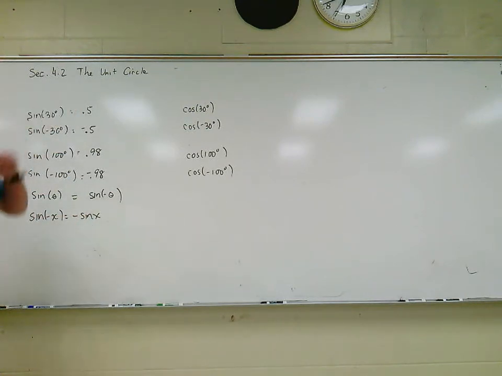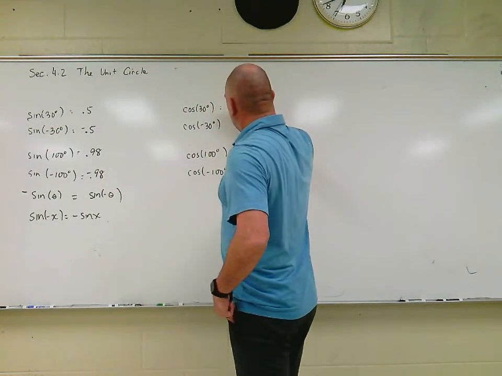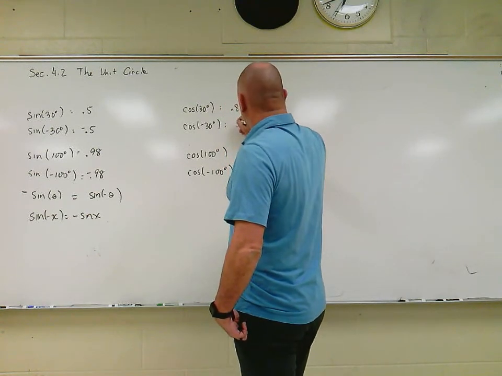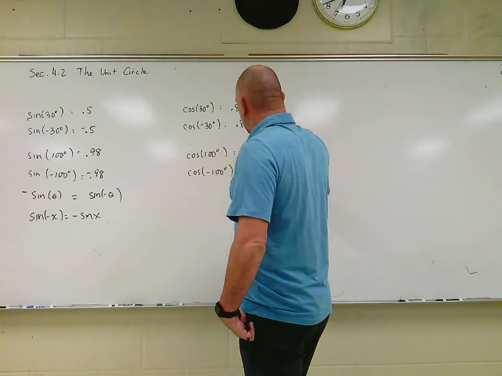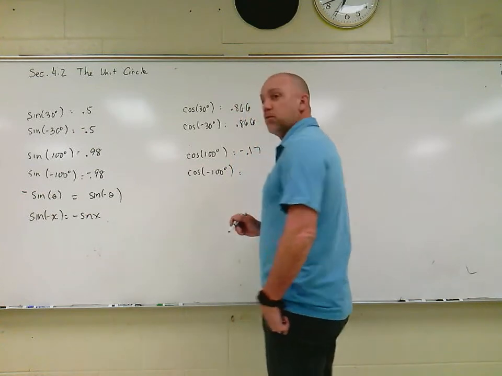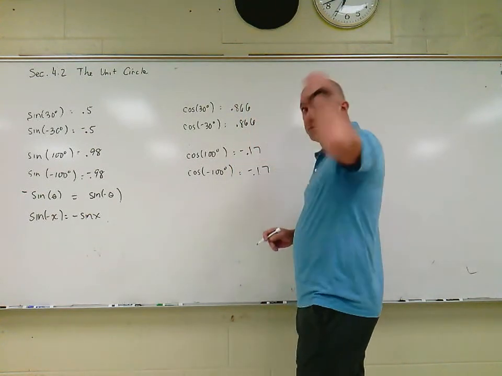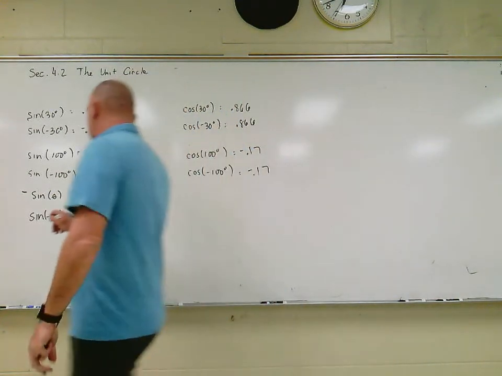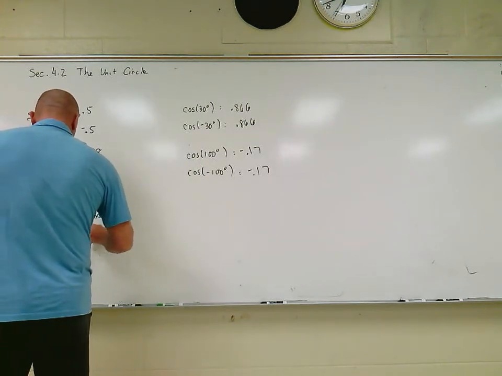All right, what happens here? What'd you get for cosine of 30? 0.866. Cosine of negative 30? 0.866. Cosine of 100? Negative 0.17. What'd you get for cosine of negative 100? So what happened with this? If I do an angle and I do the opposite of the angle, what happened to your answer? It stayed the same. So cosine of negative x equals cosine x.